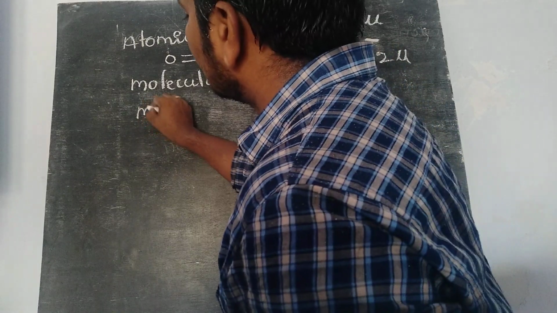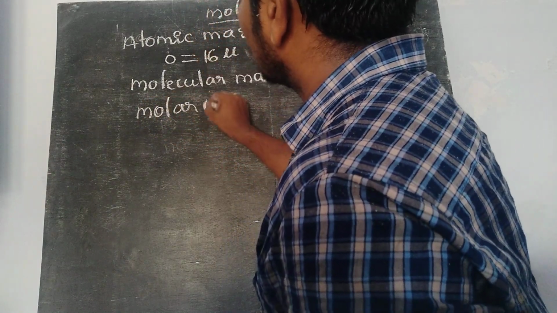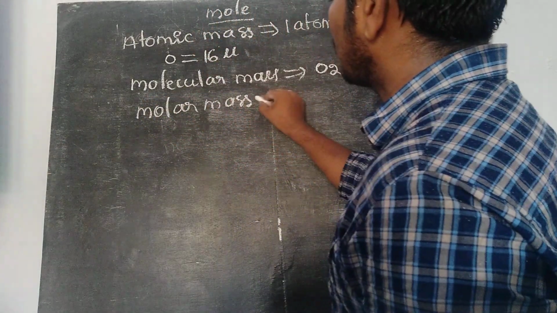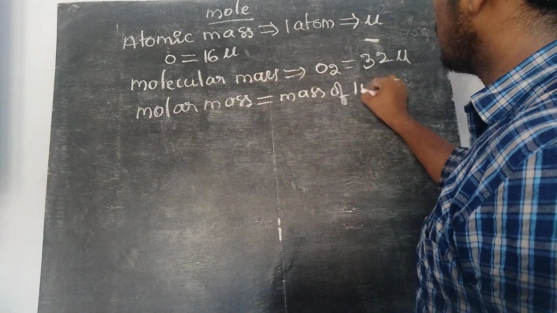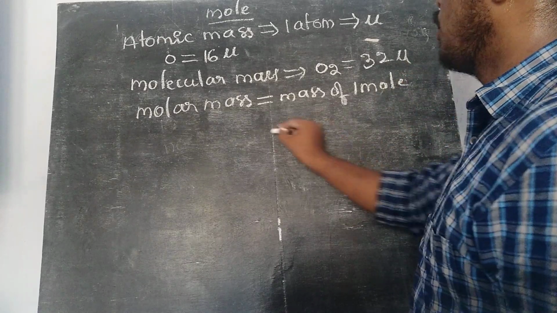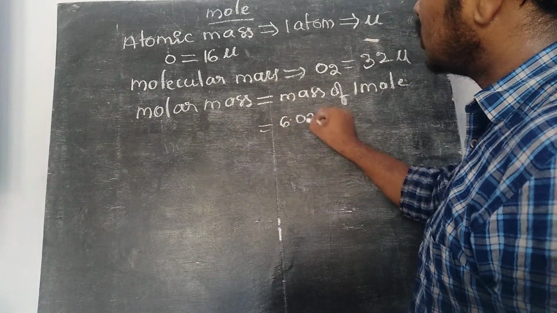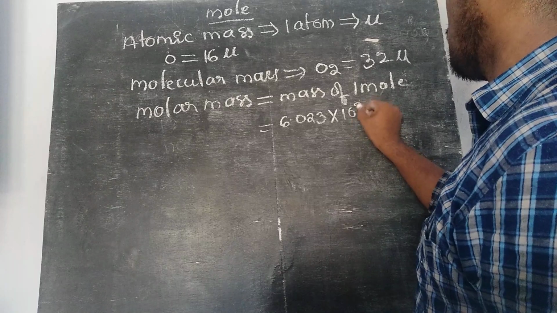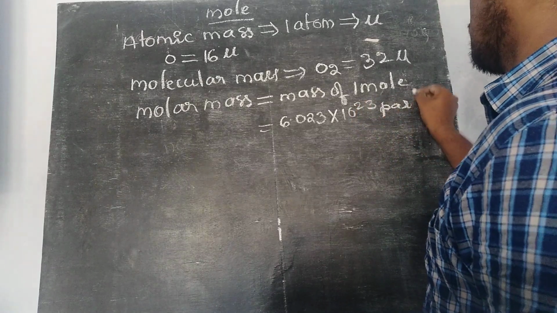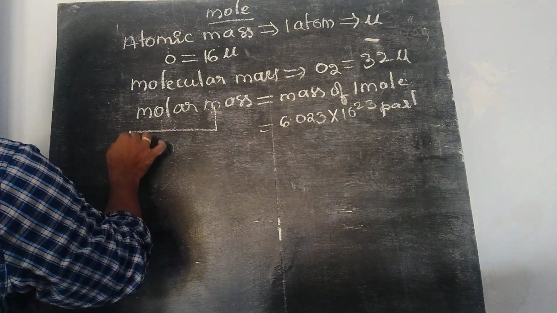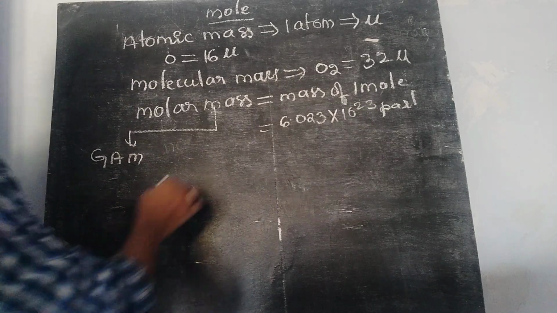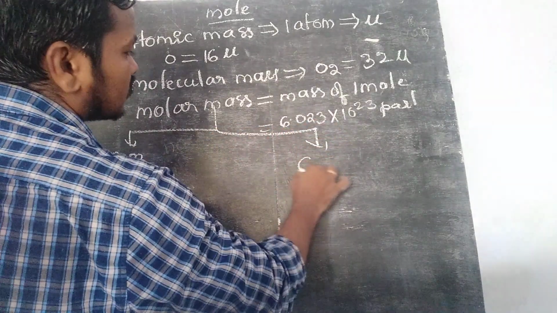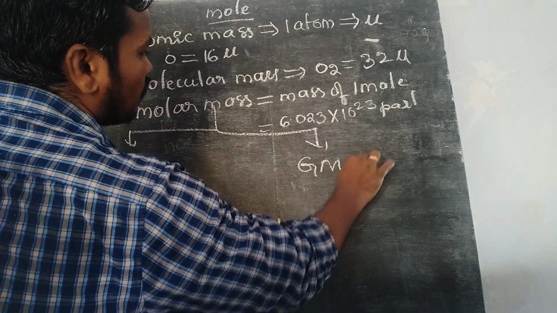Next one is called molar mass. What is meant by molar mass? Molar mass is equal to the mass of 1 mole. 1 mole is how much? 6.023 into 10 to the power of 23 particles. Again, molar mass is divided into two types. The first one is called gram atomic mass, and the second one is called gram molecular mass.